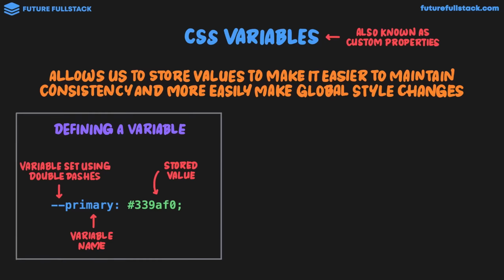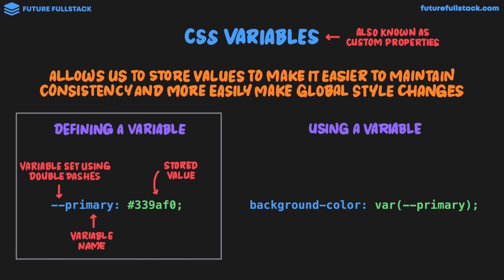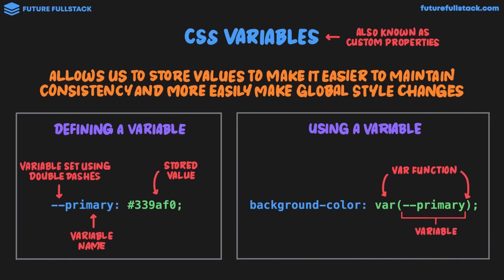So there's defining a variable, and we also need to know how to use a variable in our code. It's very simple and it's done like this. We have our property, in this case background color, and then we use the var function, which is the word var with an opening bracket and closing bracket. And inside the brackets, we put our variable, in this case, primary. So CSS variables are first defined and then used inside the var function.